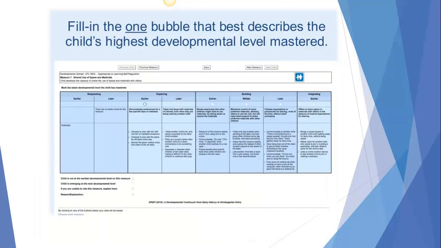So when it comes time to fill it out, fill the one bubble that best describes the child's highest level mastered. What does it mean if they've mastered it? We said it like a dozen times right now, so you can probably guarantee you'll see that question on your quiz. And to consistently do it. Consistently, and what's the other one?